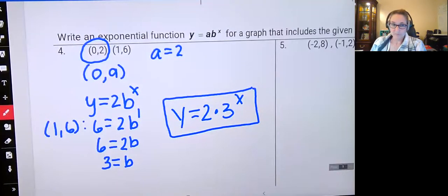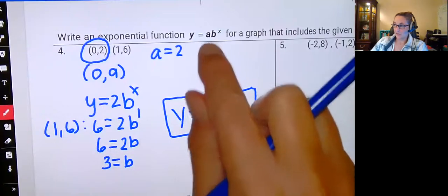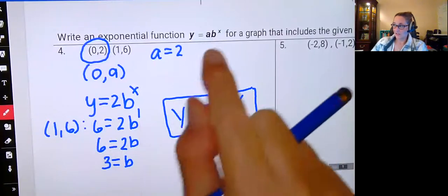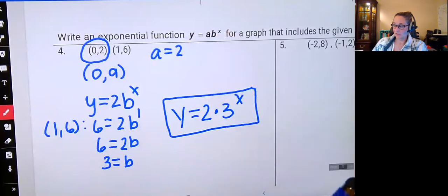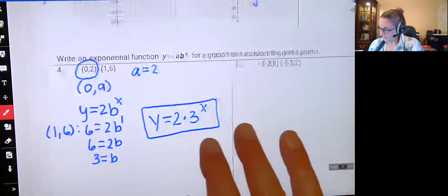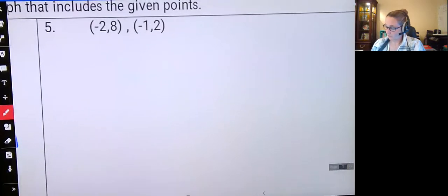Done. Okay, so again, this one's nice when they gave you the 0, because that is going to be your a when it's in this form. Okay, not x minus h plus k. Okay, now this one here, this time they weren't so nice. They did not give me a 0, so I don't know my a.